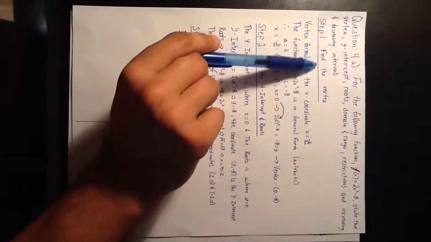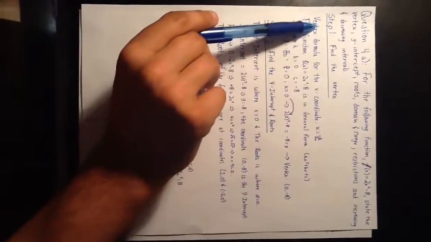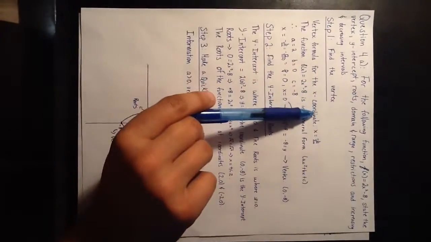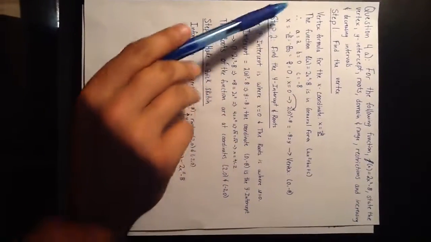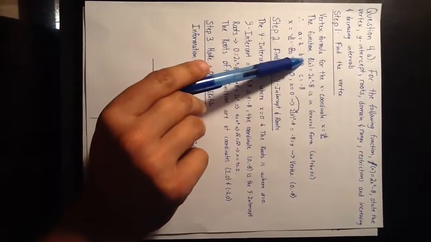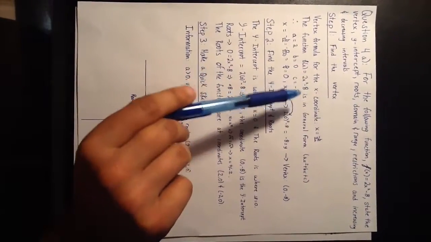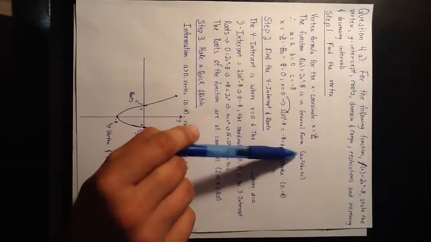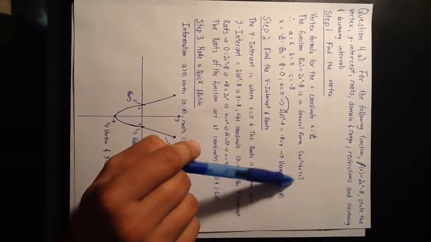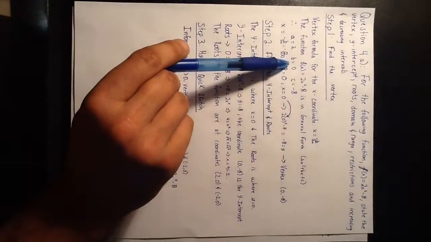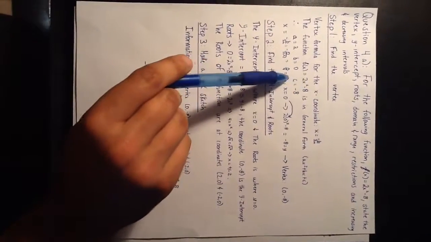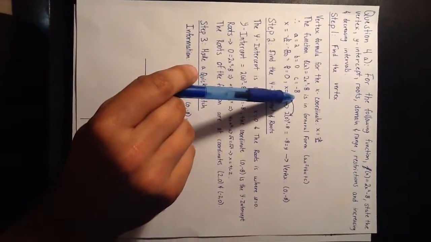Step 1. Find the vertex. The vertex formula for the x coordinate is x = −b/2a. The function f(x) = 2x² − 8 is in general form, ax² + bx + c. Therefore, the a value is equal to 2, the b value is equal to 0 since we have no x term, and c is equal to −8.